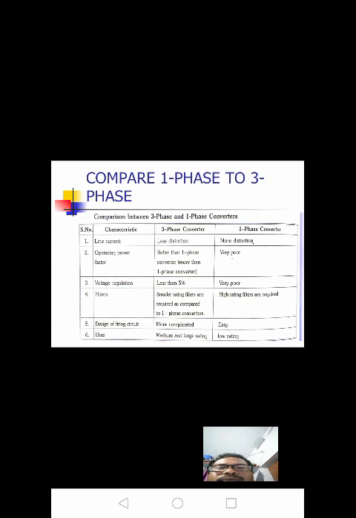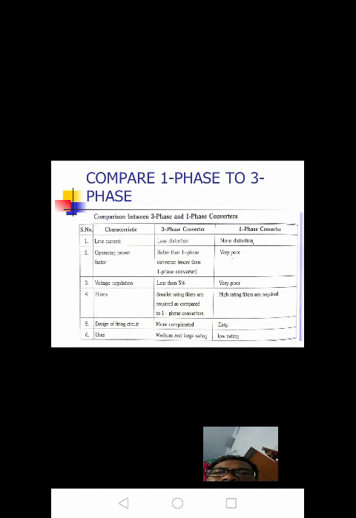Compare single phase to 3 phase. Here we are discussing two topics: full wave conversion using single phase and full wave rectification using 3 phase. But what is the difference between 3 phase and single phase? Here we are observing the characteristics. First, the line current. How is the line current in 3 phase and single phase? In 3 phase, less distortion takes place, but in single phase conversion, more distortion takes place in the line current.